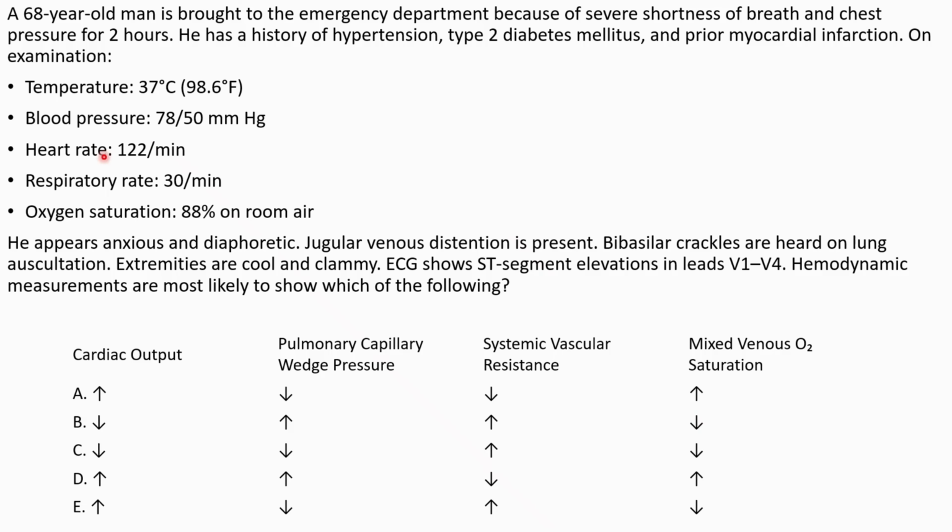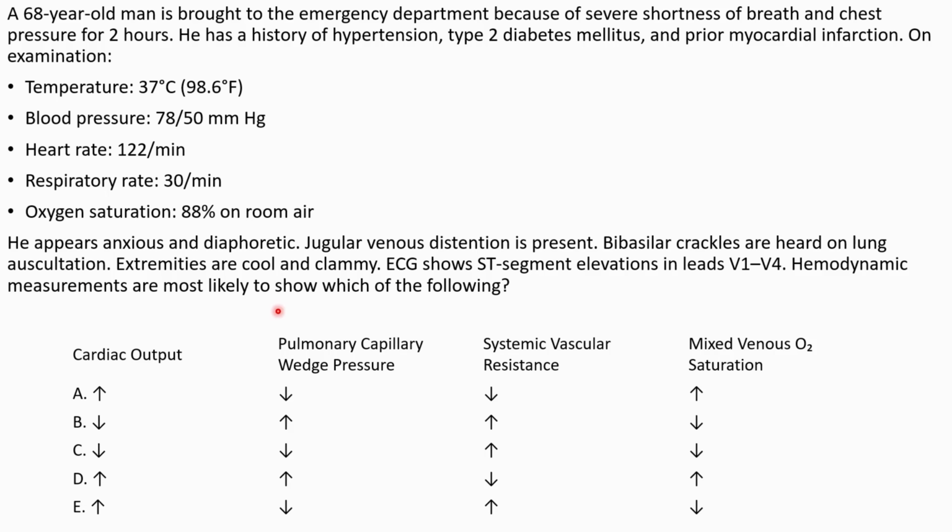What does this signal? This signals the sympathetic nervous system is activated, because blood pressure has fallen. Next, respiratory rate is high. Oxygen saturation on room air is 88%. He appears anxious and diaphoretic. JVD is present. Jugular venous distension is present. Bibasilar crackles are heard on lung auscultation. Extremities are cool and clammy. ECG shows ST segment elevations in leads V1 to V4.